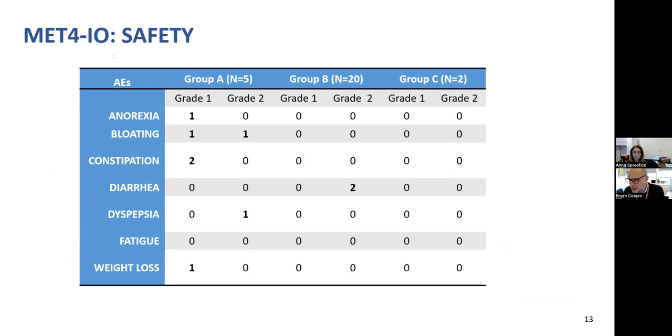It's basically the main toxicity is taking the pills, but the intervention itself is very safe. We saw no severe or high-grade attributable safety events in this group, in this cohort. It was very well tolerated. So it's an easy to take and safe intervention, even in immunotherapy recipients.